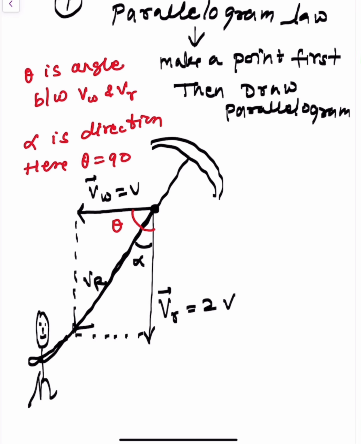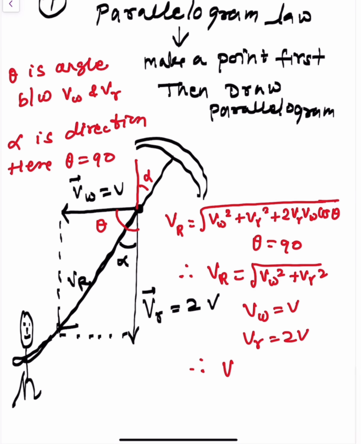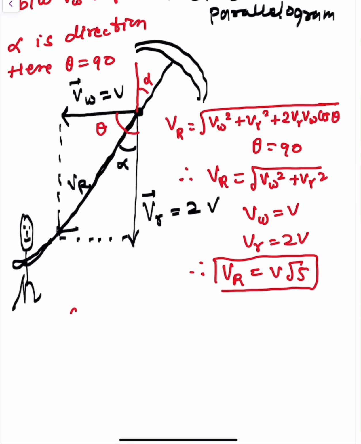I would like to say one thing. For the resultant velocity you will have a formula: root over velocity of wind squared plus velocity of rain squared plus 2 times velocity of wind times velocity of rain times cos theta. Here theta is 90 degrees, that's why you can use the parallelogram law and you will get the result, which is just 5 root v.